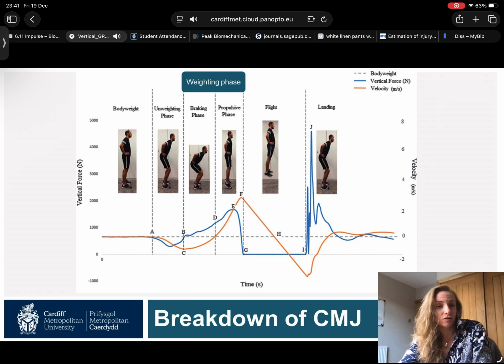But you can see that you can use the velocity to break that down even further into a braking and propulsive phase. We don't typically do this an awful lot in biomechanics because it doesn't give you as much information, even though it seems a little bit more detailed than the unweighting and weighting phase, which gives you the most relevant information most of the time.